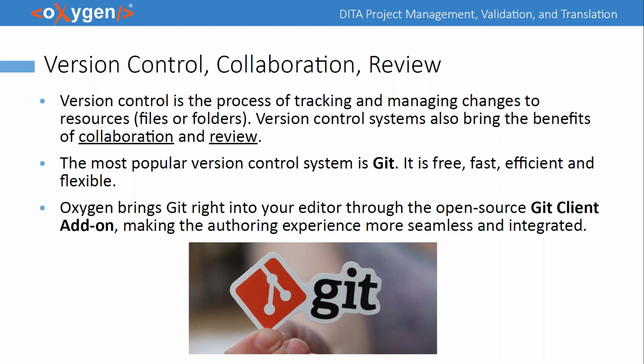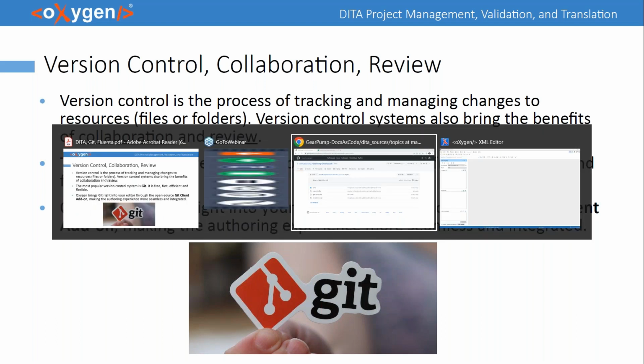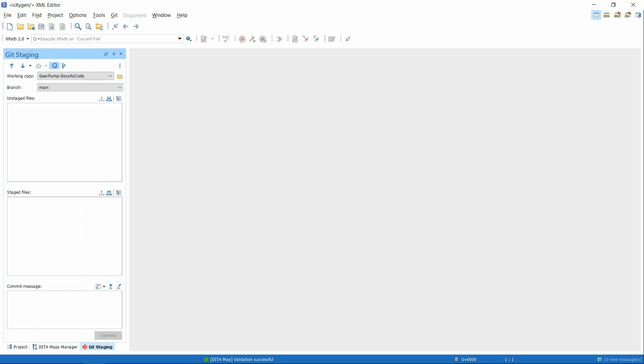But today I'm proposing to you the Git Client add-on, which is integrated directly in Oxygen, and it makes the authoring experience more seamless. So let's switch to Oxygen. Let me switch to Oxygen because I want to show you how you can use the Git client with your documentation.